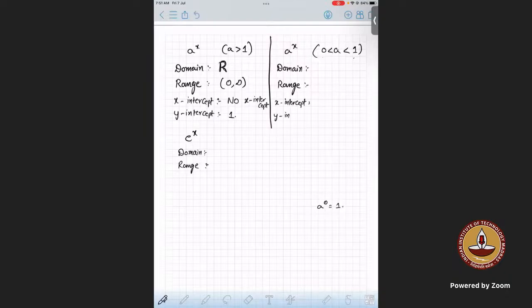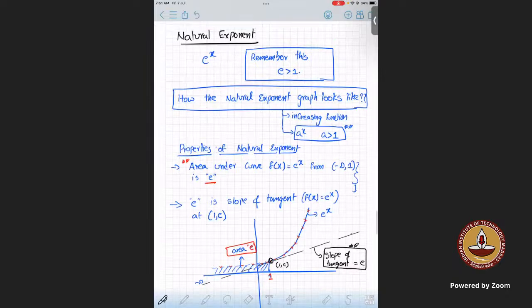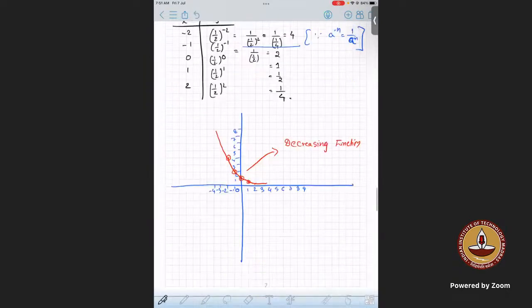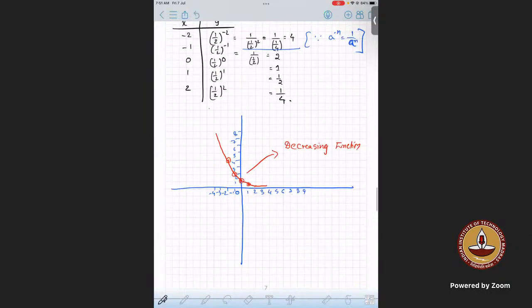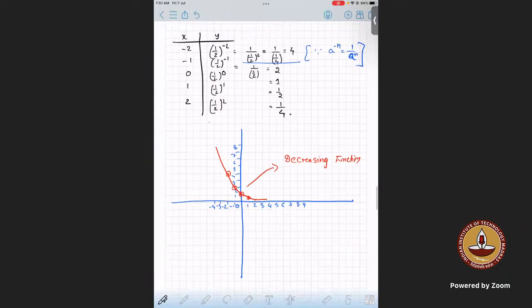So domain R, range open bracket 0 to infinity. Why not 1? Look, it goes till infinity. Why 1? Are you getting the point? See the graph. It goes till infinity. Clear?